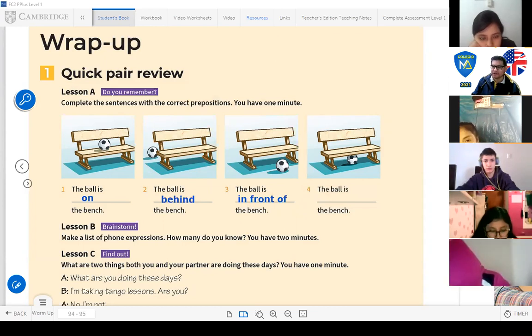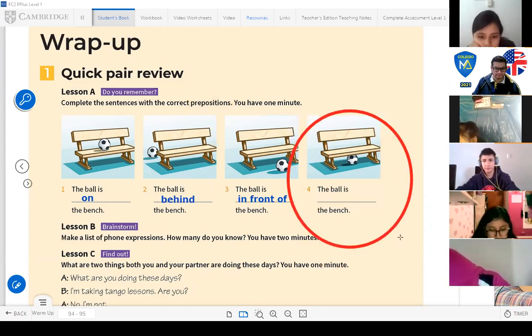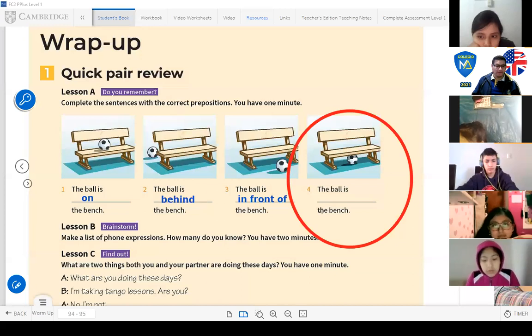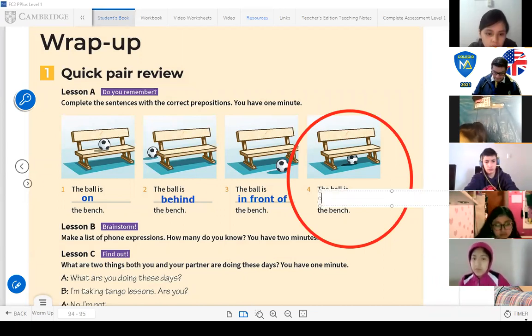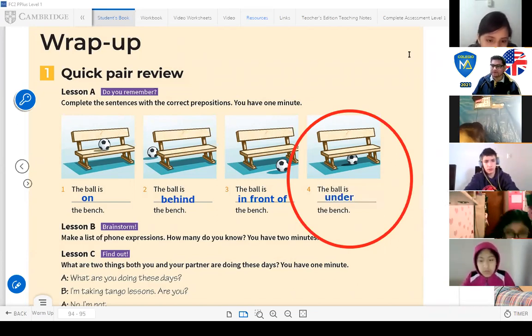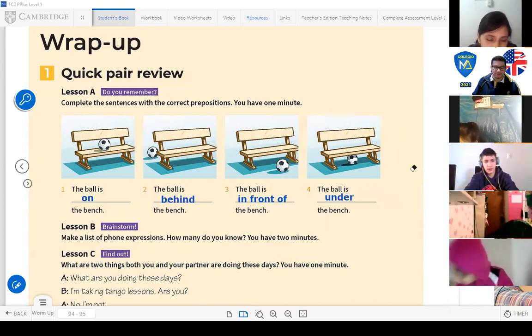And finally, what's the answer here in number 4? What do you think? Under. Under. Great. Excellent. The ball is under the bench. Okay, now you have this activity done. Don't forget that these are the prepositions on, behind, in, under, in front of.